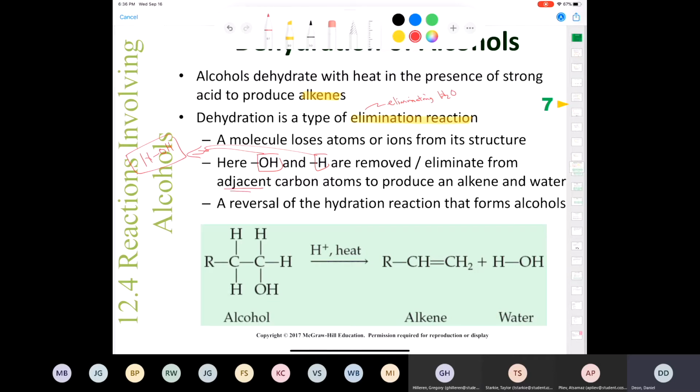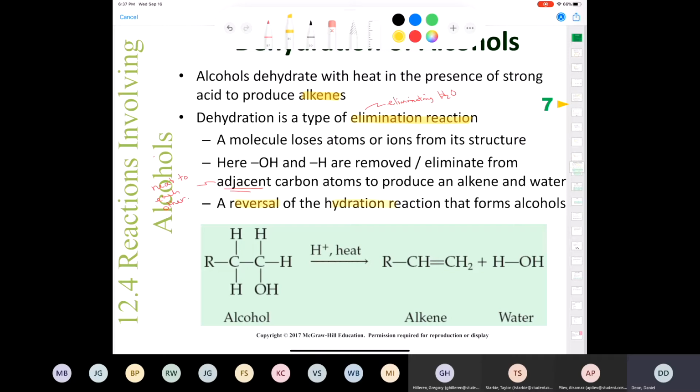What does adjacent carbons mean? It means you eliminate the hydrogen and the hydroxyl from carbons that are next to each other. Okay, so you can't just pick them from random carbons in the molecule. They've got to be carbons that are adjacent to each other. And you end up producing an alkene and water. Again, it's the reversal of the hydration reaction that forms alcohols.